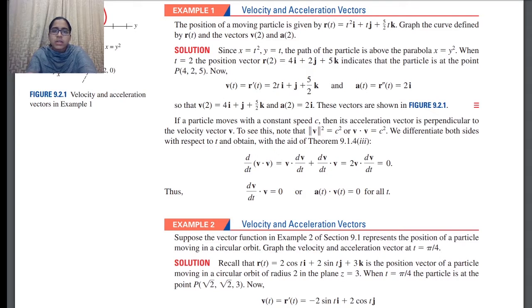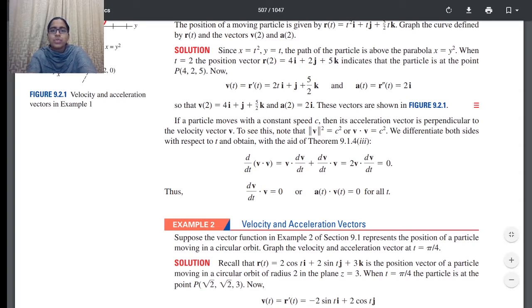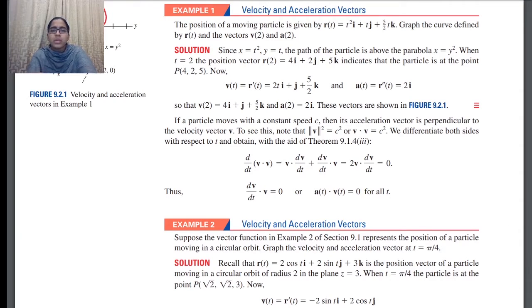And when t is equal to 2, because we have to find v of 2 and a of 2, the position vector r of 2 will be, what will be the value? Substituting the value of t is equal to 2, we get r of 2 is 4i plus 2j plus 5k. So the point that we have to consider is P of 4, 2, 5.